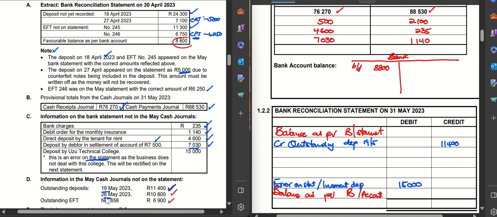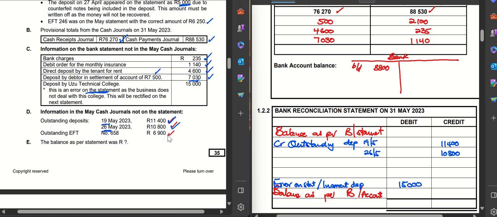The other deposit is on the 26th of May. Outstanding deposit on the 26th of May. And that deposit is for 10,800. So I'm going to come here and it's 10,800. And the last one is an EFT, outstanding EFT. So I'm going to come here and we're going to debit our outstanding EFTs. And outstanding EFTs is 6,900. Remember, we debit our outstanding EFTs. That's 6,900.